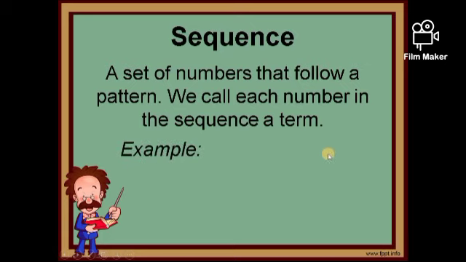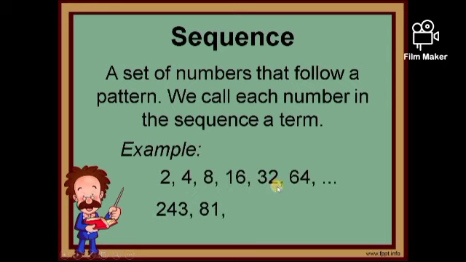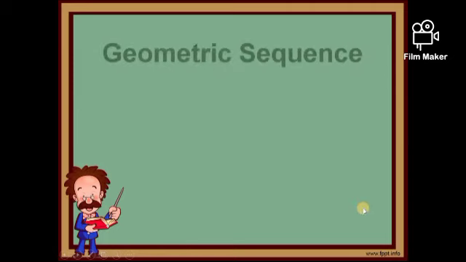Let's have an example first. We have 2, 4, 8, 16, 32, 64, and so on and so forth. Another example of a sequence is 243, 81, 27, 9, 3, 1, and so on and so forth. Now, how about geometric sequence?